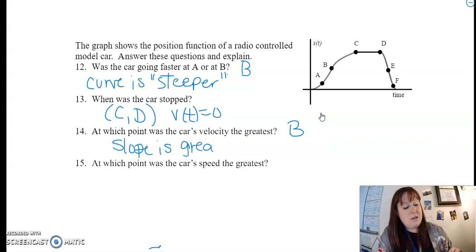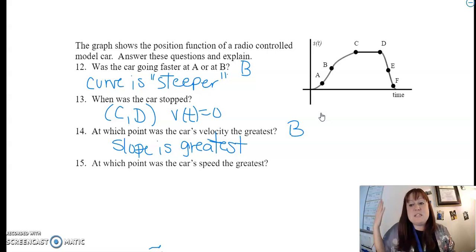Okay, and then it asks, when is the speed the greatest? Now remember, the speed is the absolute value. So if this is like, say, +2, and this is -4, the absolute value of -4 is +4, so this would actually be going, you would be going faster, you would just be going in a different direction. Okay, remember, because positive means we're moving right, negative means we're moving left. So at what point was this car's speed the greatest?